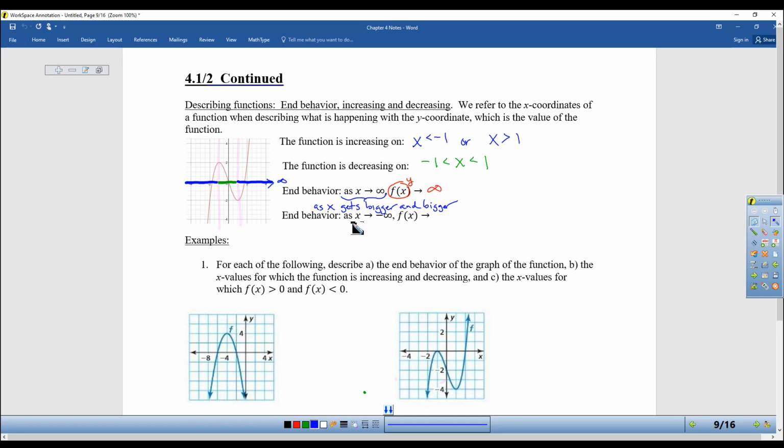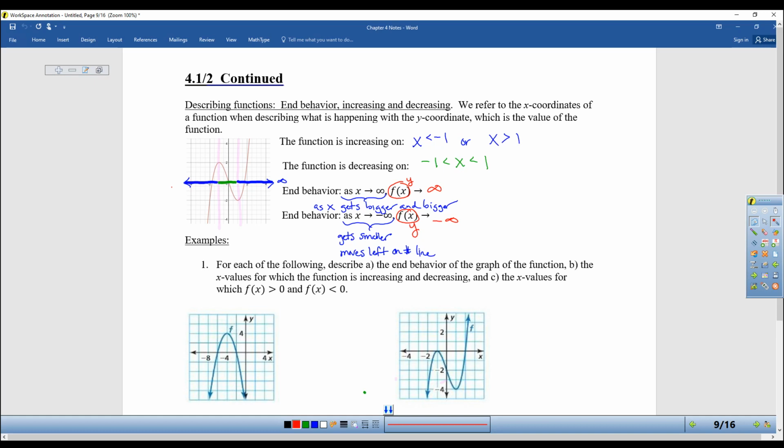And as x goes to negative infinity, so we'll say gets smaller, or some people like to think of it as moves left on the number line. So I'm going in this direction now. I'm moving left on the number line. What is the graph doing? Meaning what is f of x doing? Remember, f of x is just another name for y. What is the y value doing? It's going down. It's negative 4, negative 10, negative 100. It's going to negative infinity.